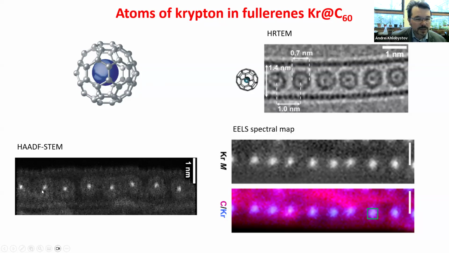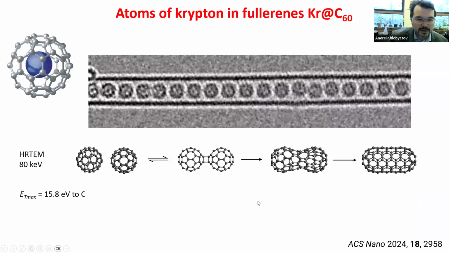It's even easier to see krypton in the STEM images, so it's a much darker spot, and of course, it's harder to see carbon atoms in its background. What also can be done, we can use electron energy loss spectroscopy and produce a spectral map of the krypton atoms in a nanotube. Or we can overlap a spectral map of the carbon, red, with a spectral map of the krypton, blue here. And you can see side walls of the nanotube as red, and the krypton atoms as blue in the middle. So this is all very nice.